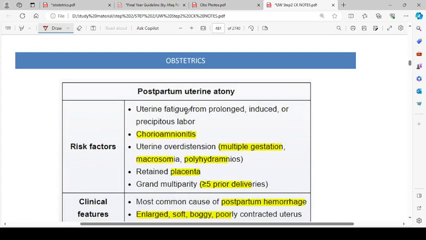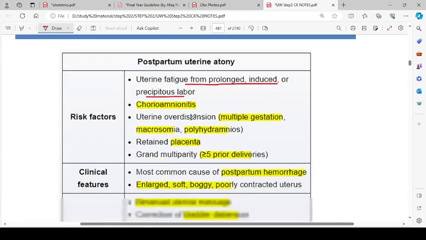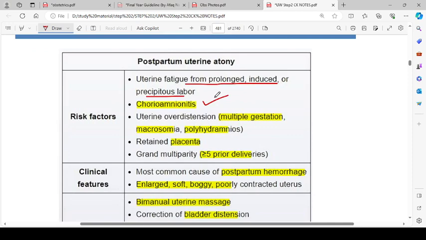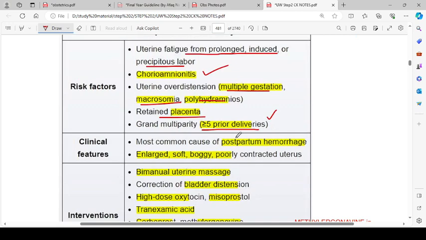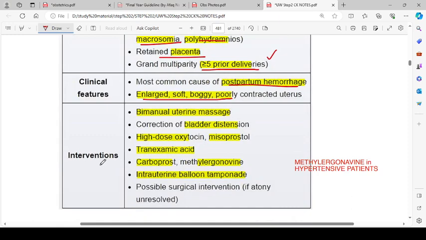Risk factors are uterine fatigue from prolonged, induced, or precipitous labor, chorioamnionitis, uterine overdistension, multiple gestation, macrosomia, and polyhydramnios, retained placenta, grand multiparity more than 5 prior deliveries. Clinical features are most common cause of postpartum hemorrhage, enlarged, soft, boggy, poorly contracted uterus. Interventions are bimanual uterine massage, correction of bladder distension, high dose oxytocin and misoprostol, tranexamic acid, carboprost, methylergonovine, intrauterine balloon tamponade.